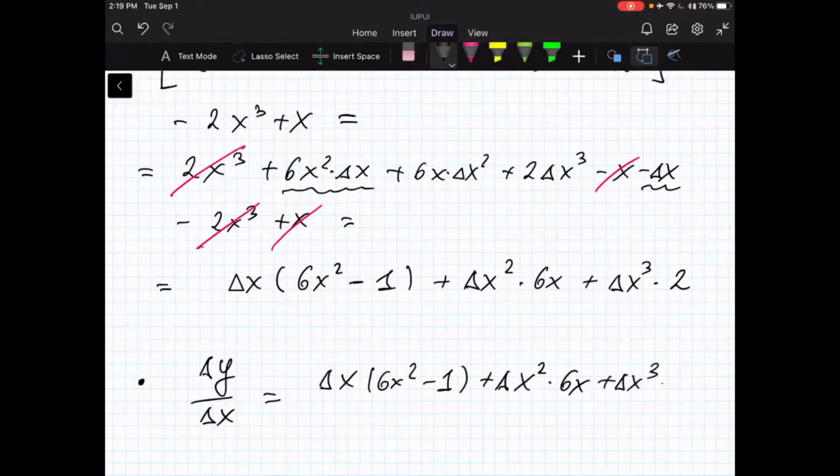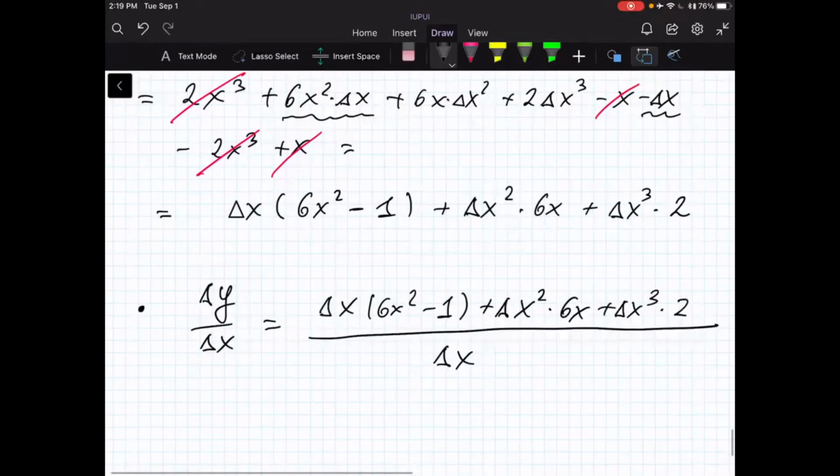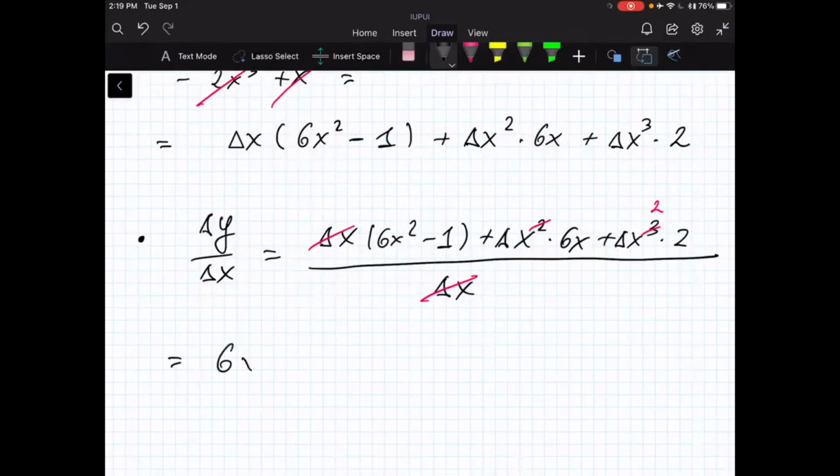And now I divide by delta x. So again, delta x is a common factor. And what I get is 6x squared minus 1. This is the first term. The second term is multiplied by delta x times 6x. And I have delta x squared times 2.